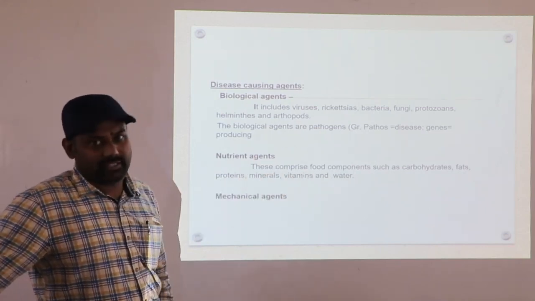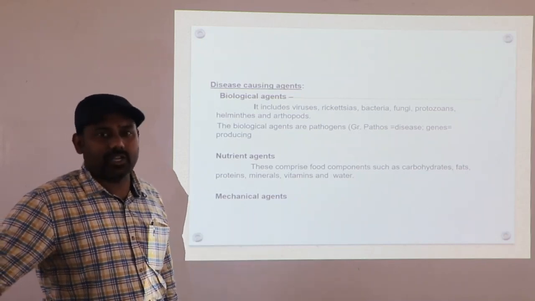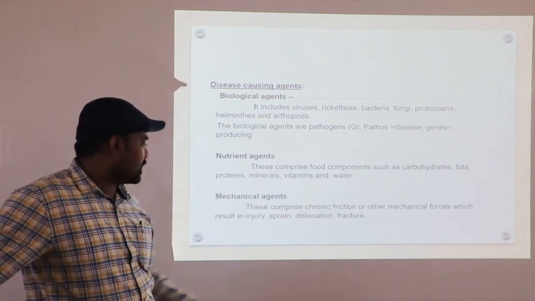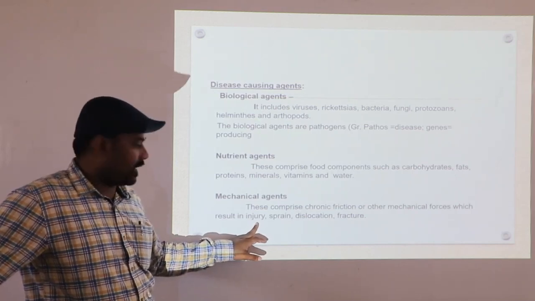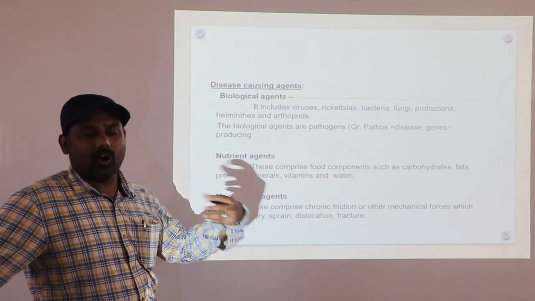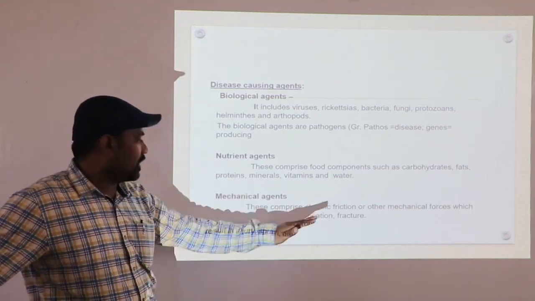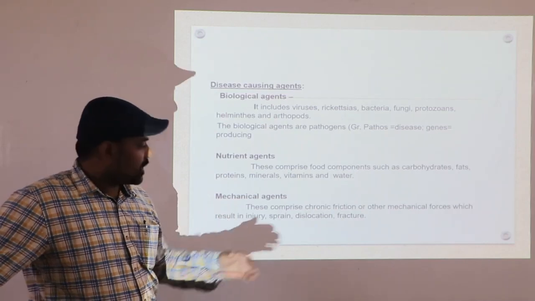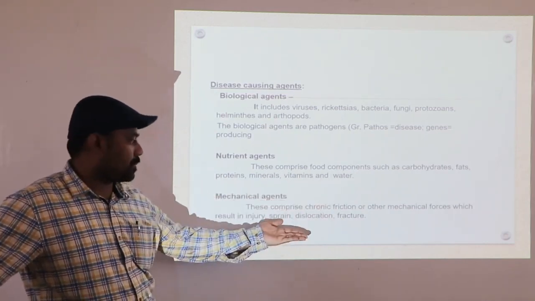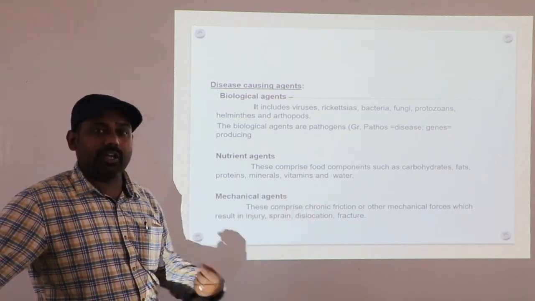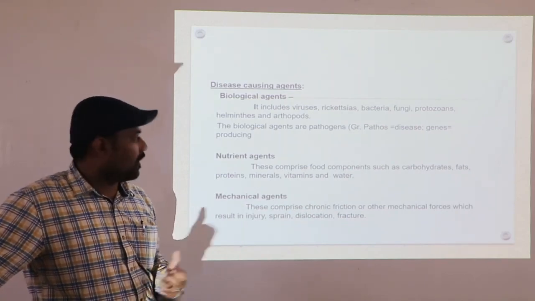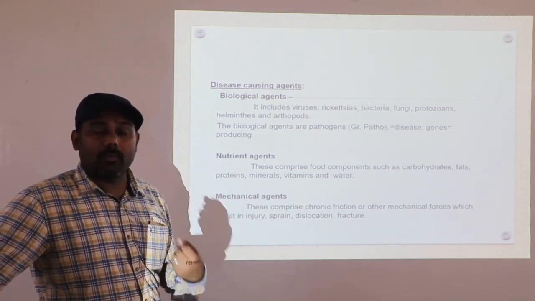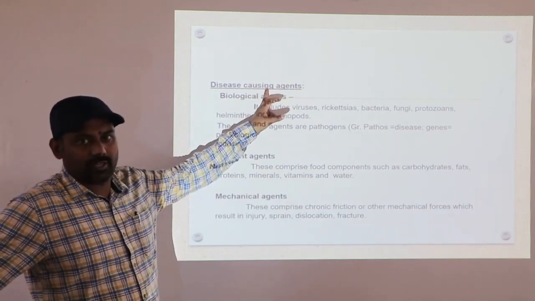Next, mechanical agents. Those mechanical agents are going to cause disease to human beings. They comprise chronic friction or other mechanical forces which result in injury during an accident, whatever it may be: sprain, dislocation of arm or bones, fractures. All these come under mechanical agents. Strictly, we should not use the word disease here. It may be a fracture, sprain or dislocation, whatever it may be. These are going to cause some disability or discomfort, or we can call it one more word, they impair the body, body health or normal body physiology. So simply called disease. I hope you understand. Clear?